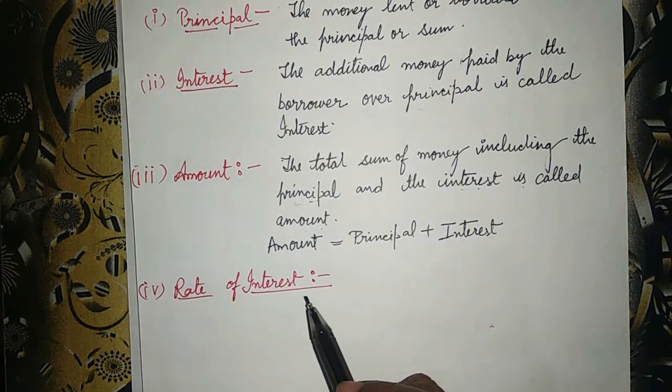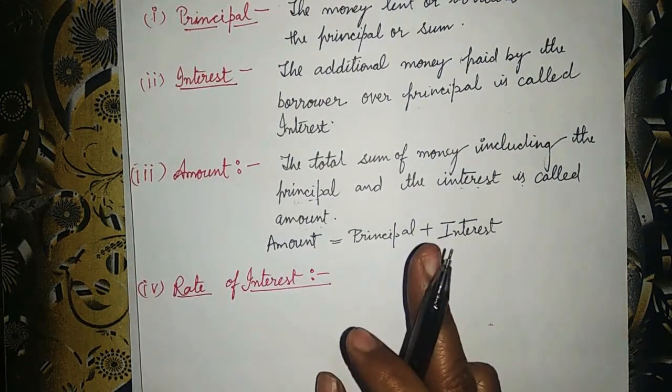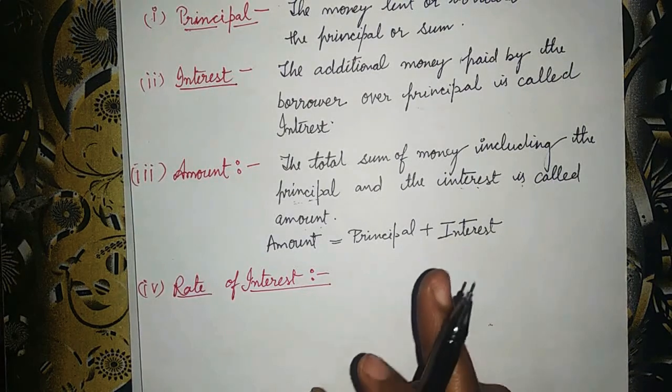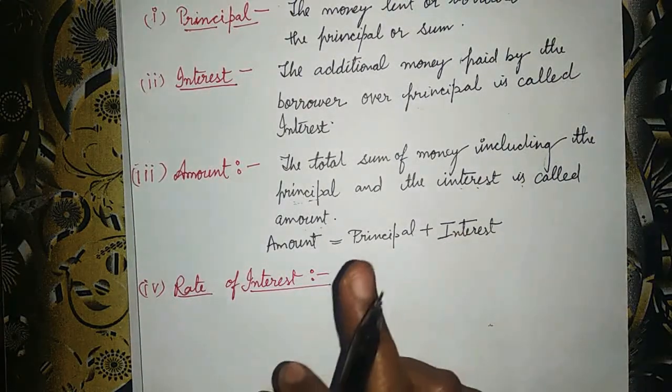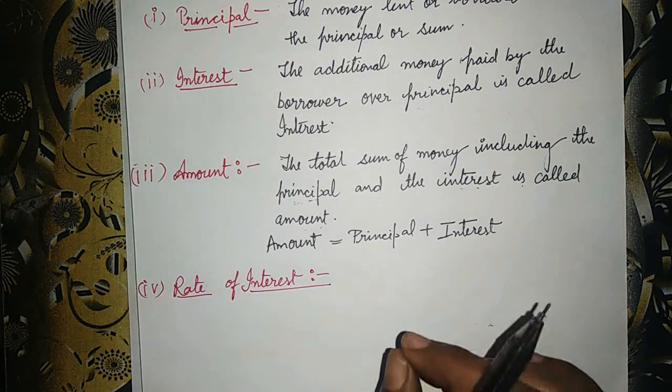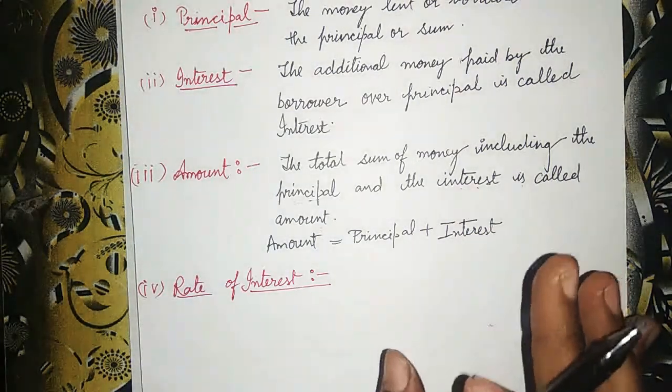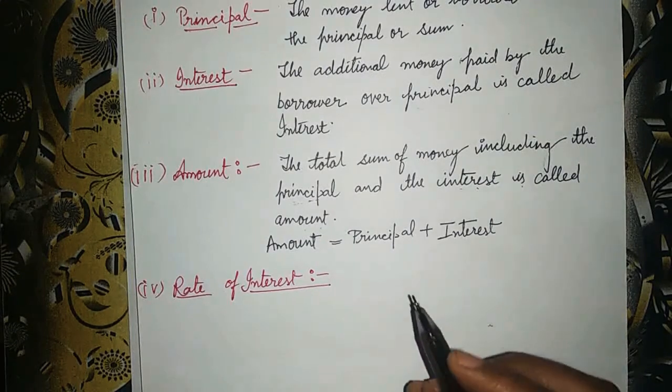What is rate of interest? The fixed percentage at which interest is calculated for a certain period of time, usually on yearly basis, is called rate of interest. Okay.